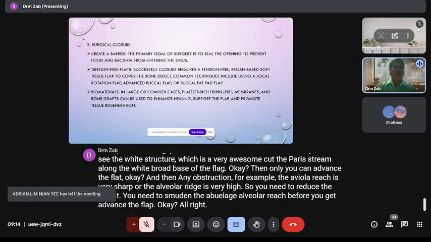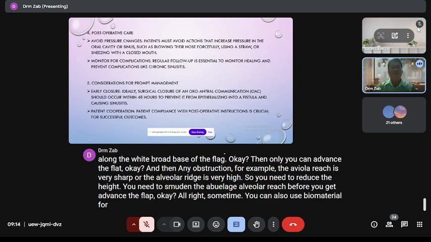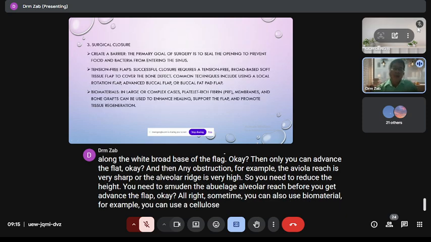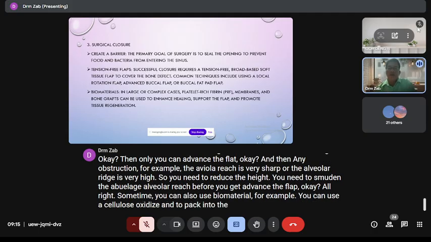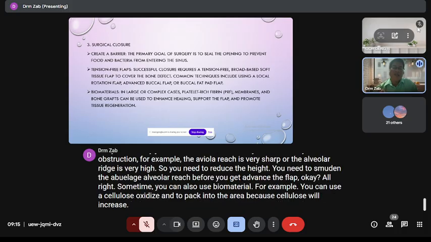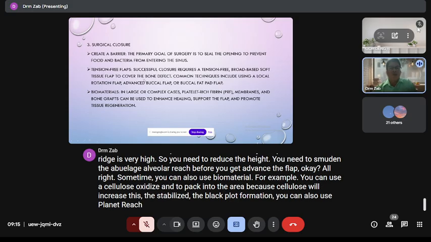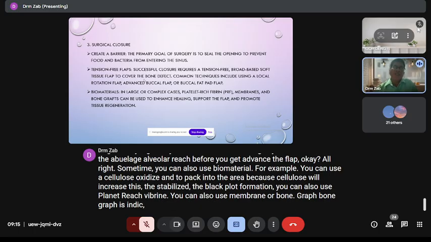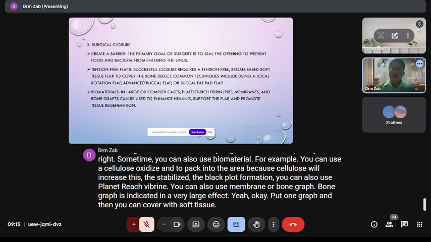Okay, all right. Sometimes you can also use biomaterial. For example, you can use oxidized cellulose to pack into the area, because oxidized cellulose will stabilize the blood clot formation. You can also use platelet-rich fibrin. You can also use a membrane or bone graft. Bone graft is indicated in a very large defect. Put the bone graft and then you can cover with soft tissue on top of the flap.